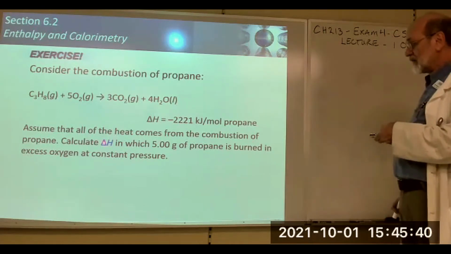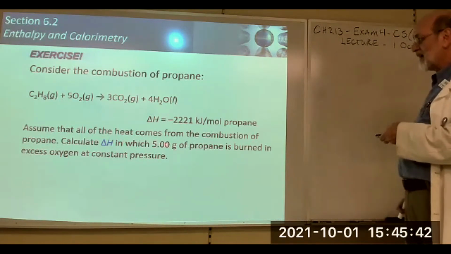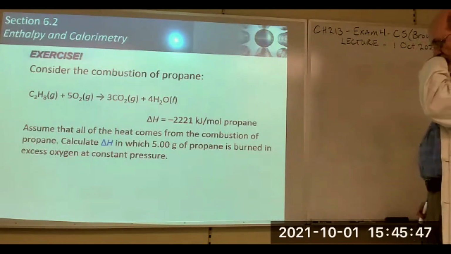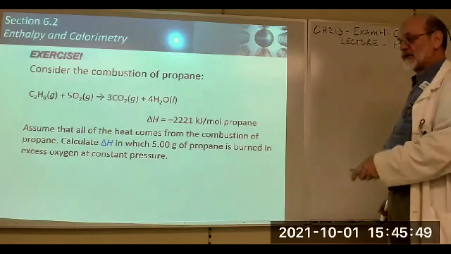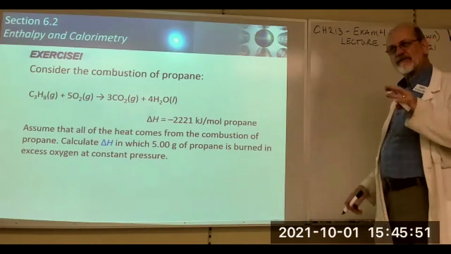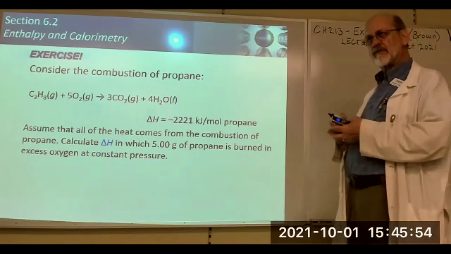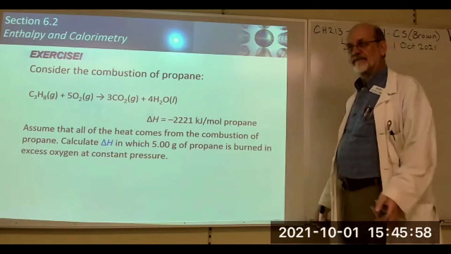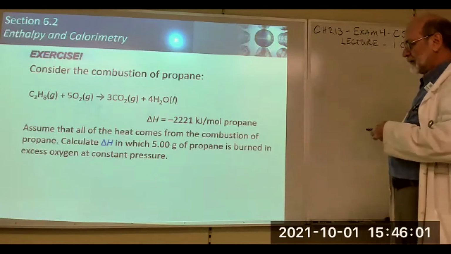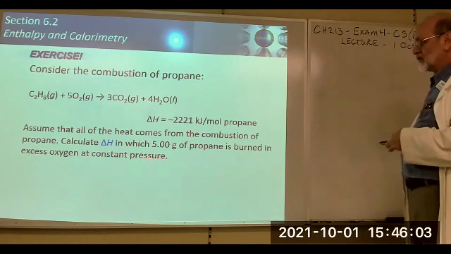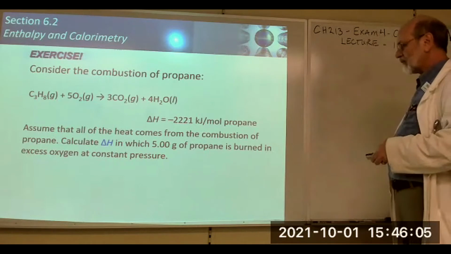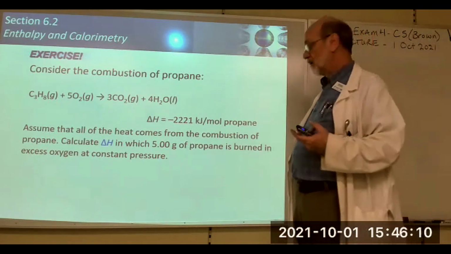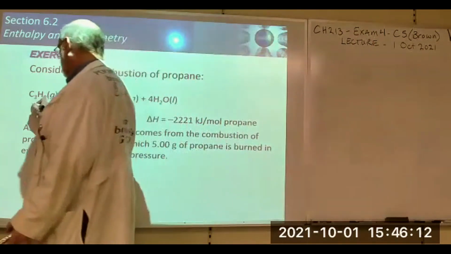So let's calculate the delta H if 5 grams of propane is burned, where oxygen is in excess and we're at constant pressure. That's a fair assumption, because if you burn it out in the open, it's atmospheric pressure, and that's not changing. So how would we deal with this? This is another stoichiometric problem. 5 grams here.